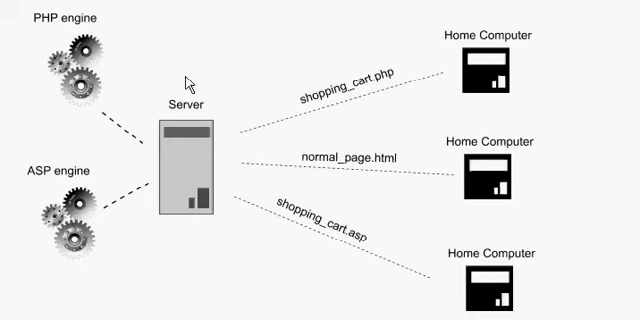Now the web server is smart enough to know that since the page you requested has a .php extension instead of a .html or a .asp, it knows that this is a PHP page and it should be sent to the PHP engine for processing. So the server says, okay, take the shoppingcart.php, process the code in your engine, and waits for the PHP engine to finish processing it and send back the results of the processing to the server, and then the server just sends the response back to the home computer.